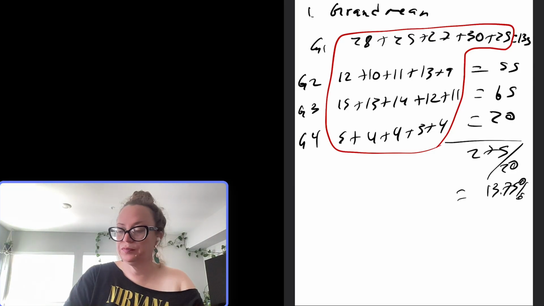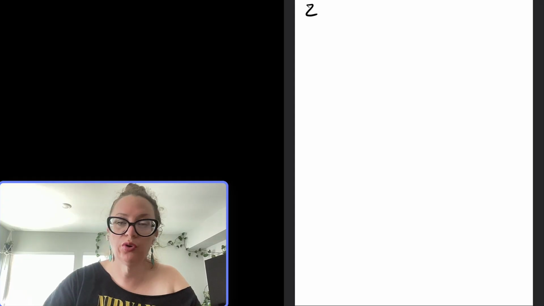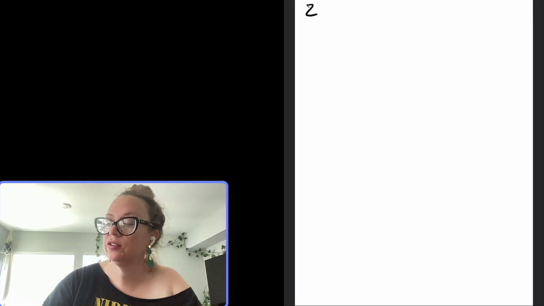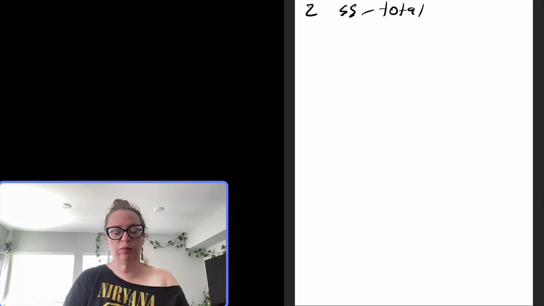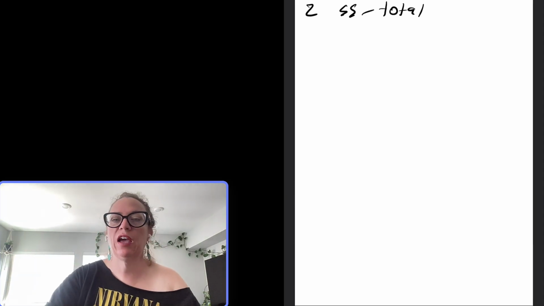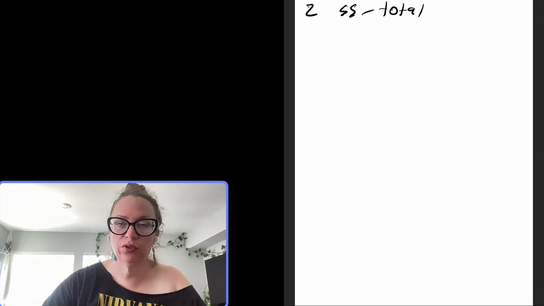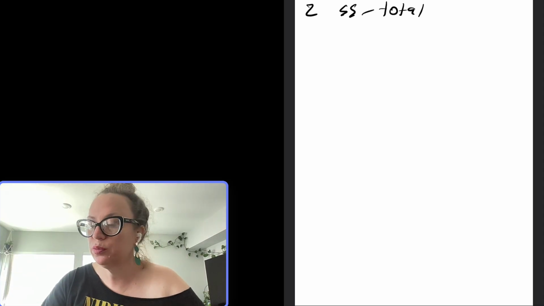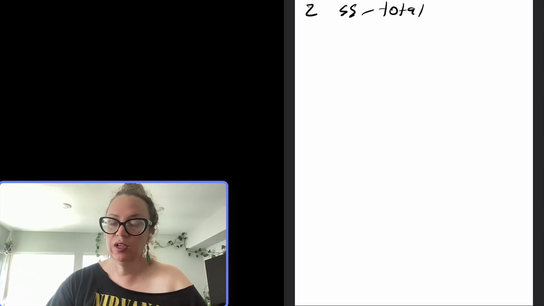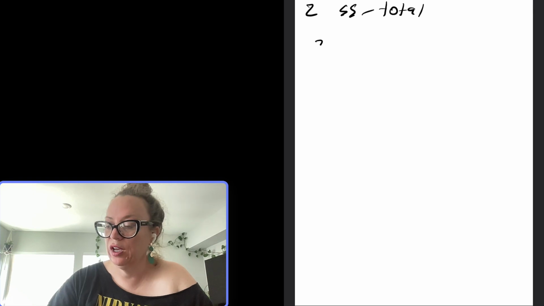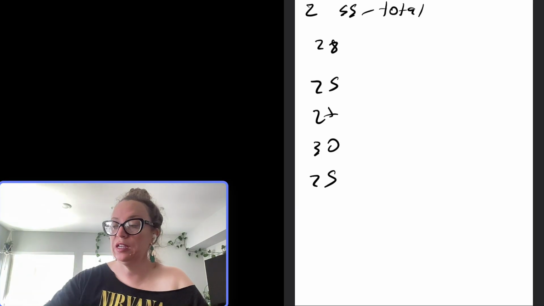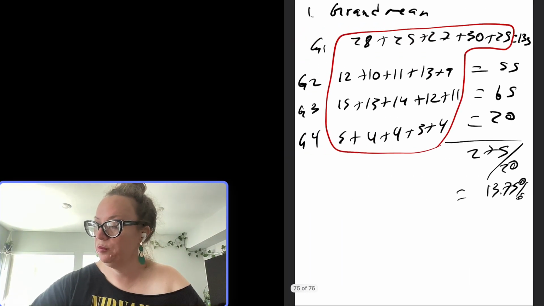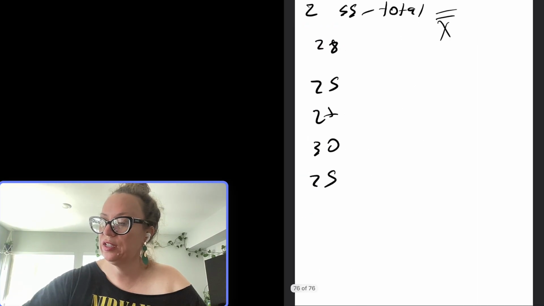So step 2, pause it, see if you can remember what it is. SS total. We want to see the gap, the gap between what we observed and what we expected. So you're going to take every one of those 20 scores and subtract 13.75. We'll just do the first group together and then pause it and do the ones on your own. For the unprotected group, we have 28, 25, 27, 30, and 25. Our grand mean that we calculated here is 13.75%.